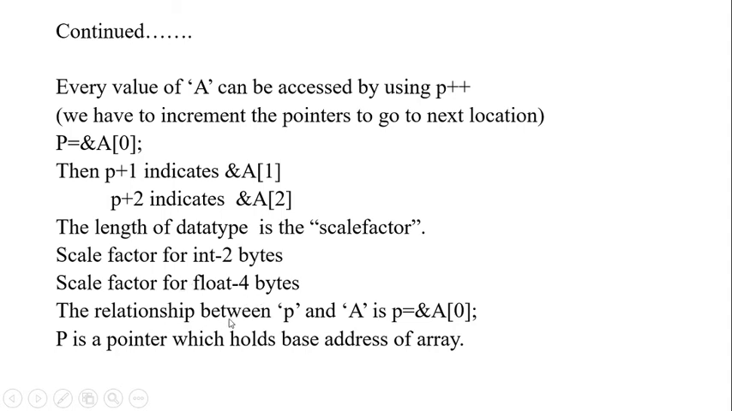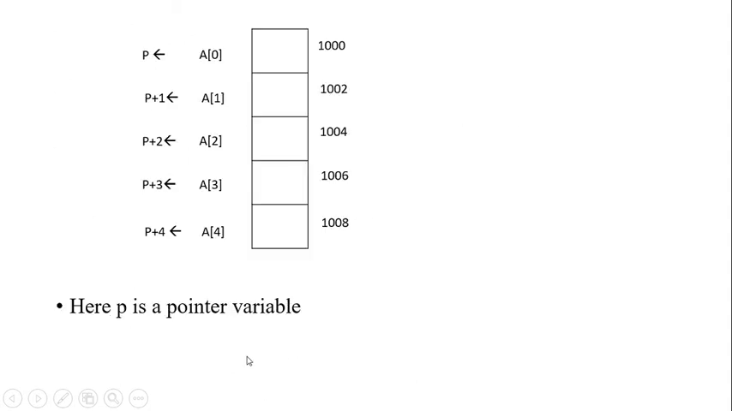Okay. The relationship between p and a is p is equal to ampersand a of 0. That's the relationship between the pointer and the array name. So p is a pointer which holds the base address of the array. This is the graphical representation: a of 0, a of 1, a of 2, a of 3, a of 4. These are the array elements. Then these are the addresses 1000, 1002, 1004, 1006, 1008. First of all, the address of a of 0 will be assigned to this p.